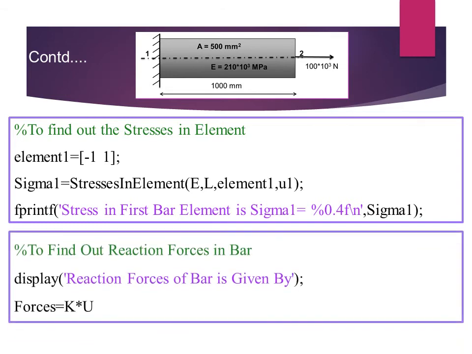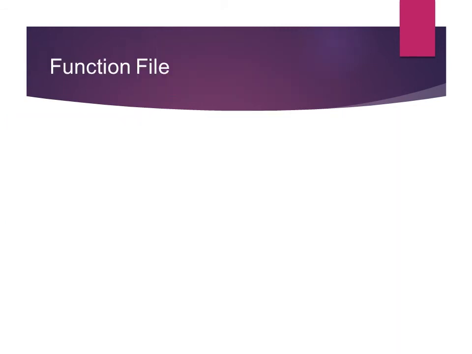Next is to find the reaction forces. Simply, forces is equal to K into U, and automatically the program will recall the stiffness matrix, that is the capital global stiffness matrix, and the U matrix, that is the capital global nodal displacement matrix. So from that you will get a 2 by 1 matrix, which is 2 rows and 1 column, and the first row will give you the reaction force at node 1 and the second row will give you the 100 kilonewton.